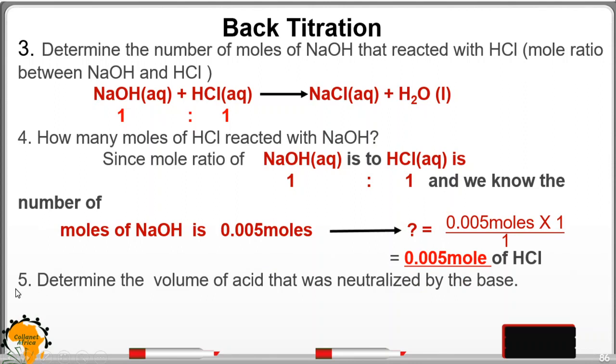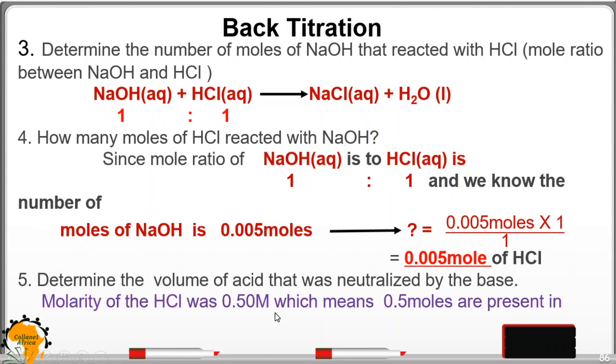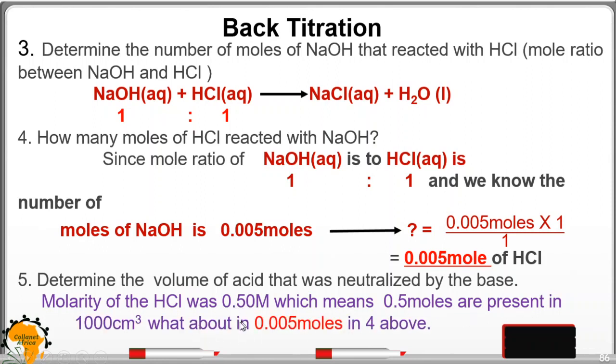Then 5, determine the volume of the acid that was neutralized by the base. So what do we know about the acid? We have this value, 0.005 moles, and we knew the molarity was 0.5 if you look at the question, which means 0.5 moles are present in 1,000, the meaning of the molarity.